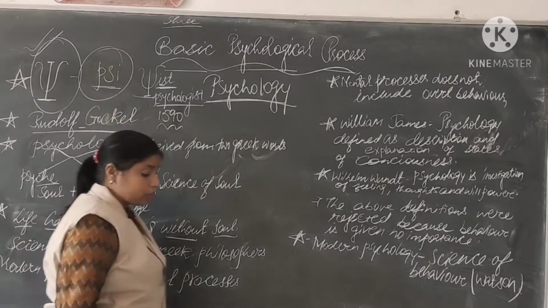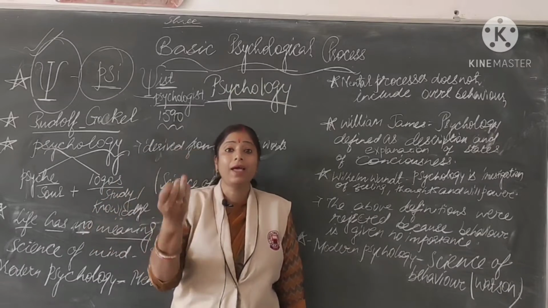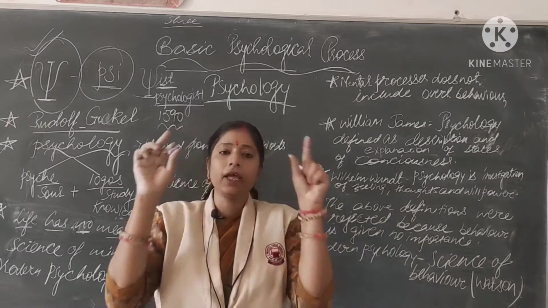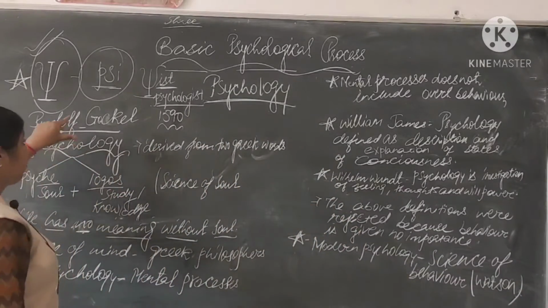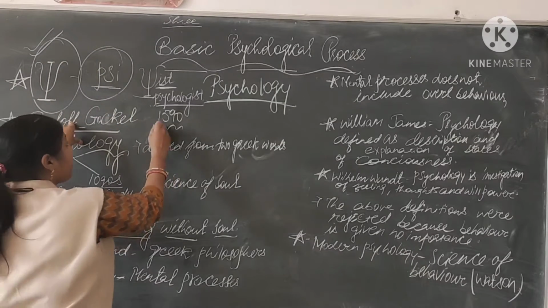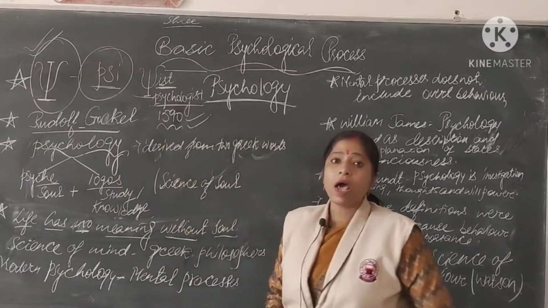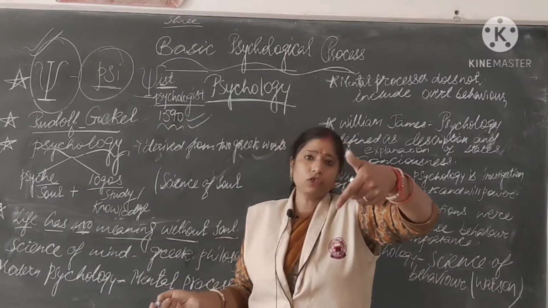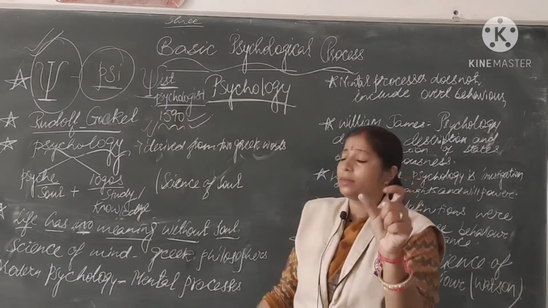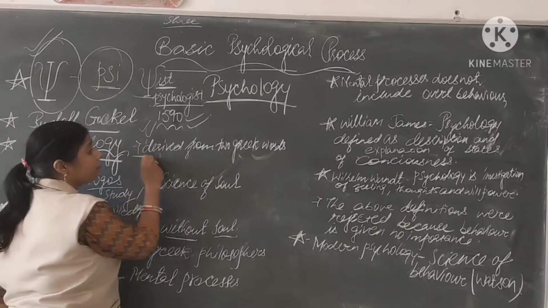Then we have understood that Rudolf Gogol in 1590 coined the term psychology. He used the term psychology. But before him, 66 years earlier, Mark Morelich had already used the term, but Gogol was given the credit for the term psychology. Then we have understood that the psychology term is derived from two Greek words.